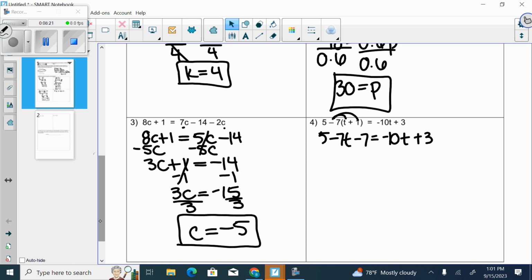Do we have any like terms that we need to be combining? Yes, 7t and 10t. Okay, yes, we're going to have to move from side to side to make that happen. Is there anything that's already on one side for us to put together? The 5 and the negative 7. Those are on the same side, so I'm going to go ahead and put those together first. So what is 5 minus 7? Negative 2. So I would have negative 2, and then we still have that minus 7t equals negative 10t plus 3.